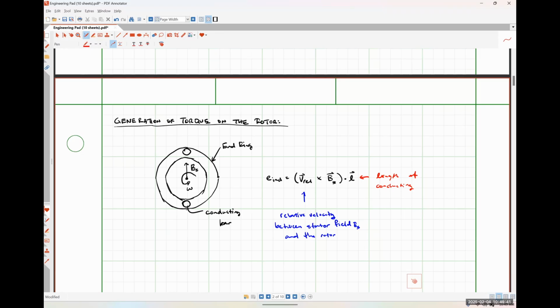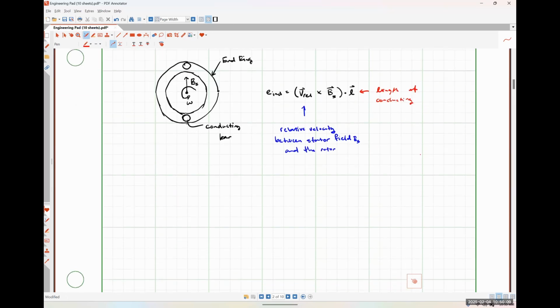Okay, so the rotor bars and the end rings form a closed loop. The induced voltage is going to cause a current to flow. So let's figure out where that current is going to flow. That's pretty straightforward. So our current is going to flow through our conductive bars around the end ring, and that's just forming a closed loop, right?